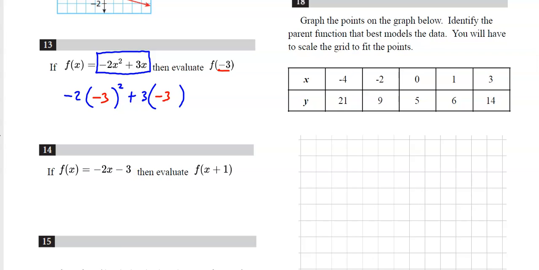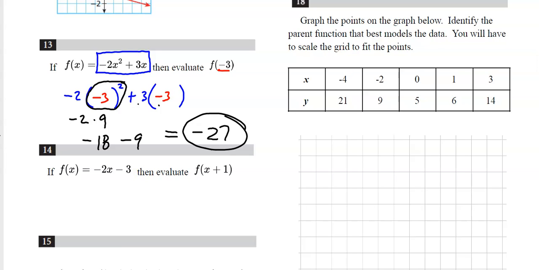So order of operations says I have to do my powers first. So I have to do this part first. Negative 3 times a negative 3 is 9. And a 9 times a negative 2, that's a negative 18. Positive 3 or plus a negative 9, however you want to write it, it's going to be minus 9. This comes out to be negative 27.